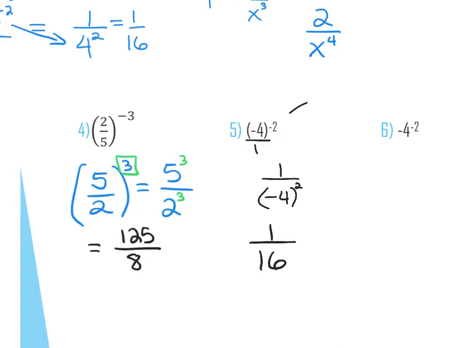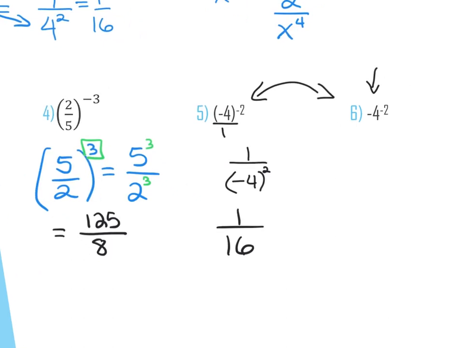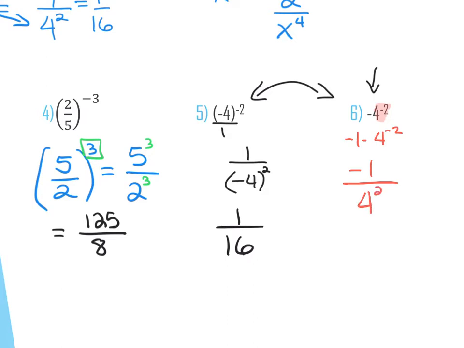Now notice these two look the same, but this one doesn't have parentheses. So now the only thing that's raised to this negative 2 is the 4. So if you want to think of this as negative 1, like that, the negative 1 would stay in the top, this negative sign, and then the 4 to the negative 2 goes to the bottom.